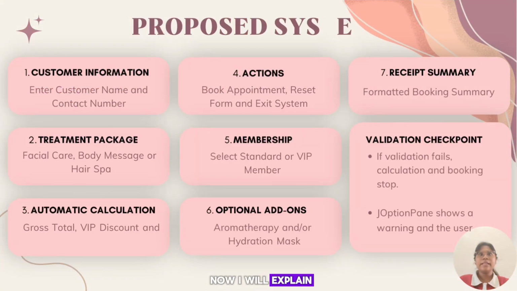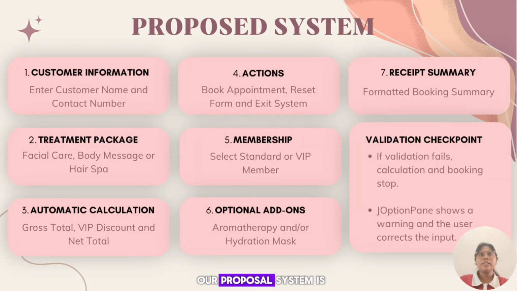Now, I will explain our proposed system. Our proposed system is a Java Swing-based booking application for Sunflower Beauty Wellness. The system starts with the customer information section. Users need to enter the customer name and contact number. Next, users can select their membership type, either standard or VIP. The standard membership does not receive a discount, while the VIP membership receives a 15% discount.